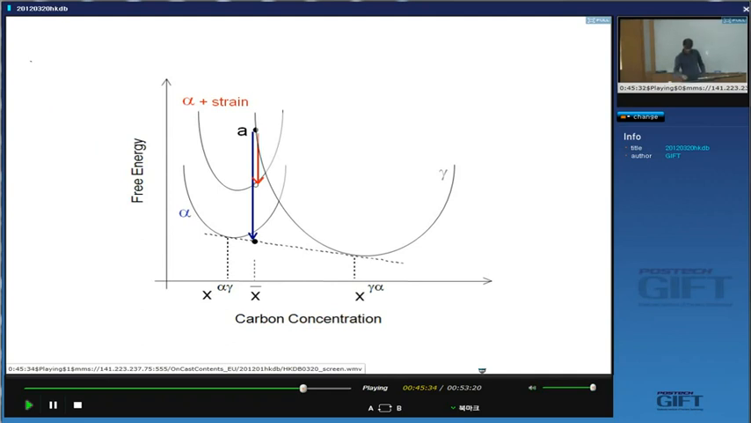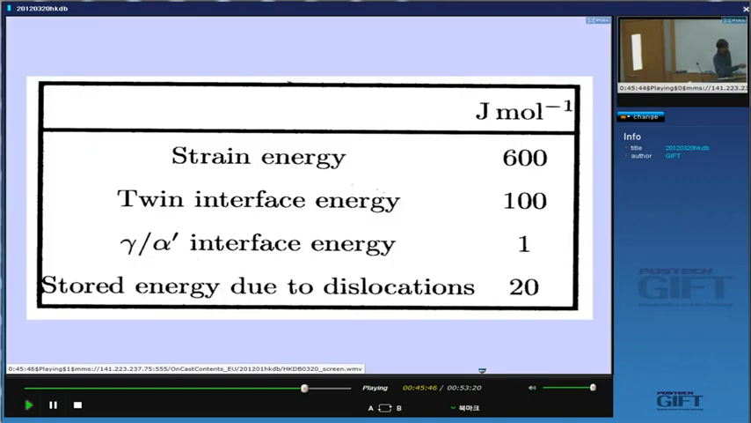To allow for the strain energy, we can raise the free energy curve of ferrite. So this is ferrite plus the strain energy, and that will have the effect of shifting the T0 curve to a lower carbon concentration. And typically, the strain energy due to martensitic transformation is of the order of 600 joules per mole. If the martensite is twinned, then you've got to allow for the interfacial energy of the twins, which is of the order of 100 joules per mole.